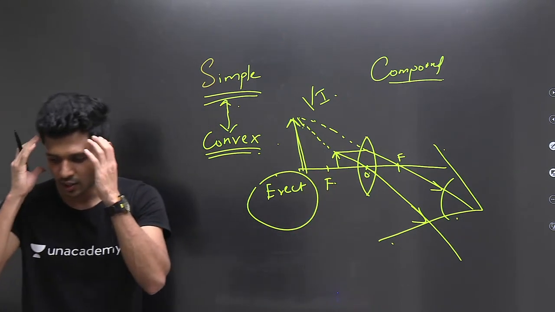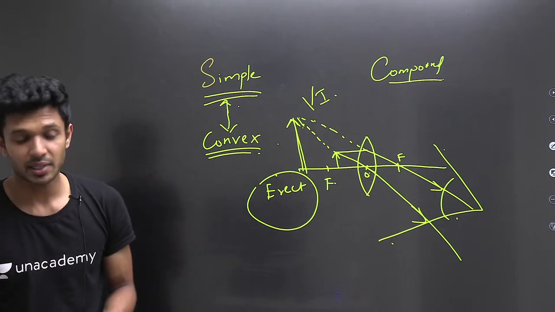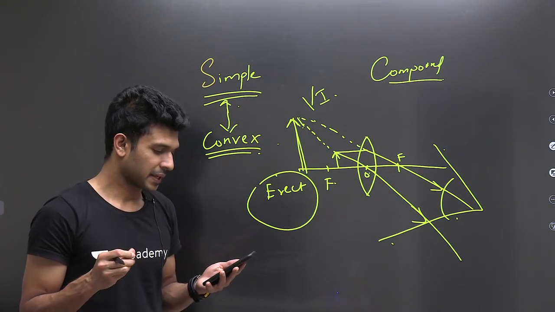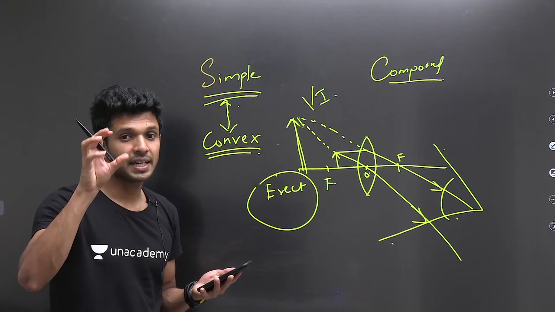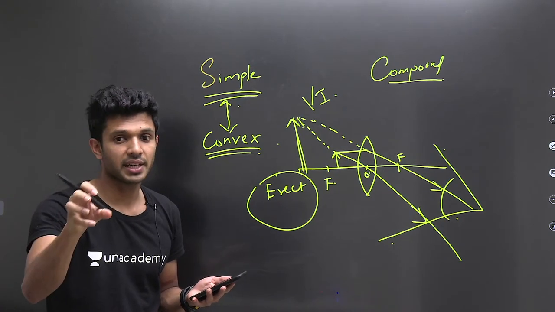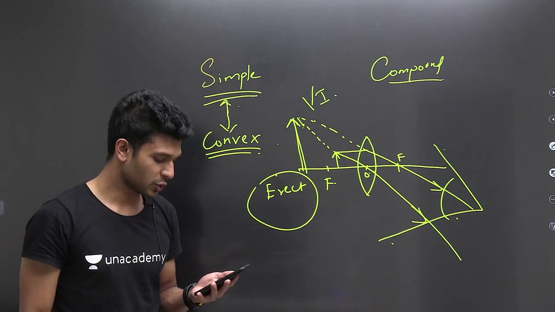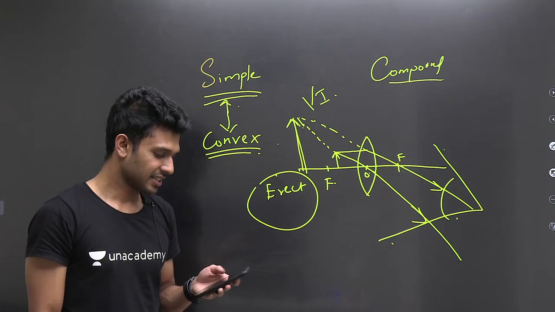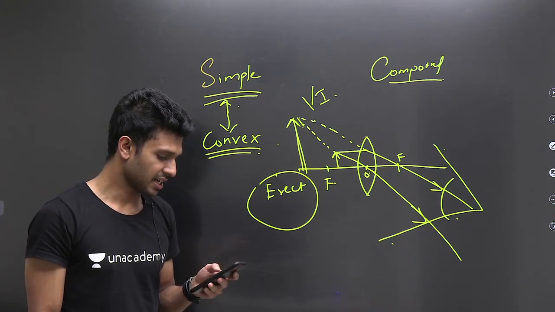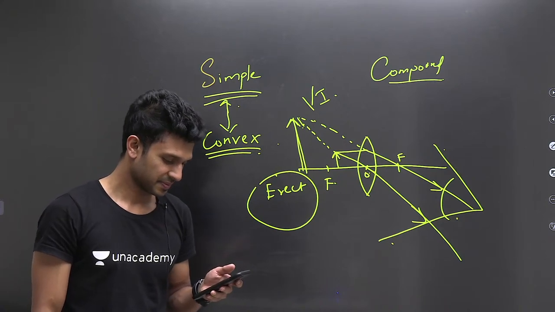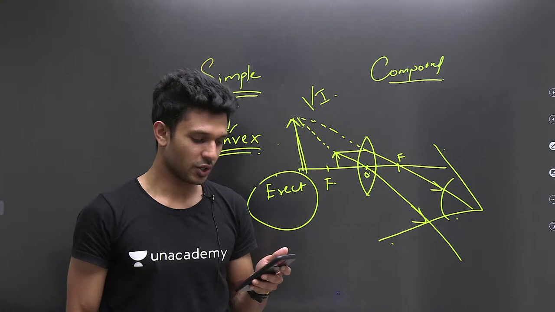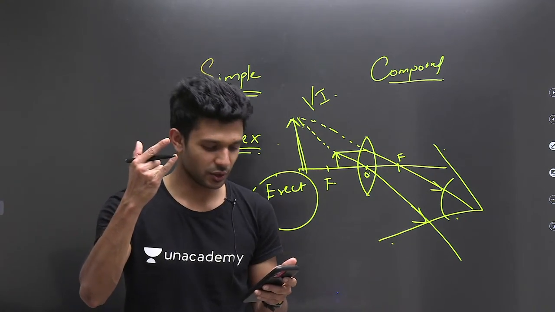Samajh mein aa gaya? Is the concept clear? Jaldi se bata de. Is the concept clear? The working of a convex lens as a simple microscope. Acche se. Did you understand it well or not? Is it a yes from everyone?